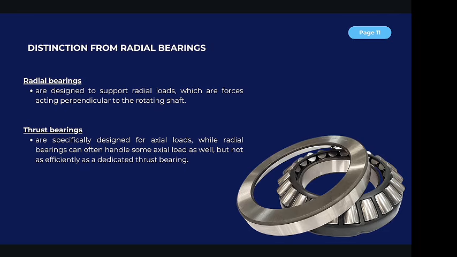And the other one is the thrust bearing. These are specially designed for axial loads, while radial bearings can often handle some axial load as well, but are not as dedicated as the thrust bearing.